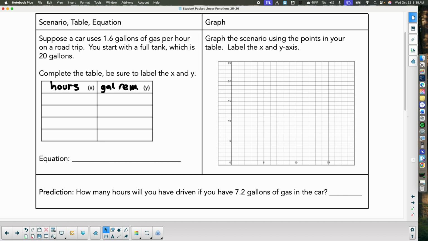So it says we start off with 20 gallons of gas. So instead of having 0, 0, we would say that we have driven 0 hours and we have 20 gallons left. So instead of 0, 0, it's 0, 20. Okay? Okay, how about now?